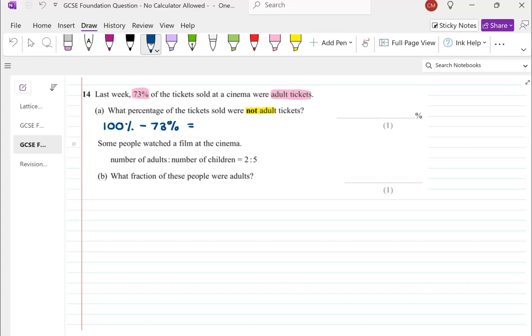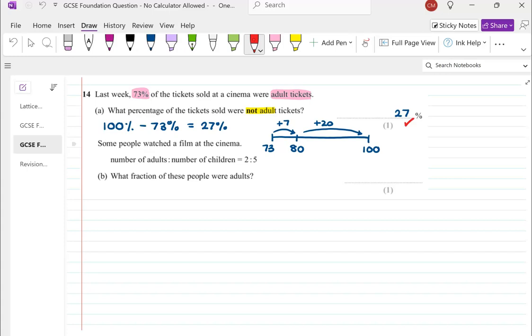Now, if you're not good at subtraction, one way you could do it is to make a little number line, have 73 here, have 100 at the end, and if you wanted to, you could count up from 73. I know that if I add 7 to 73, I get to 80, and then if I add 20 more, I get to 100, so I know that 27 is the answer to that question. I think 27% were not adult tickets. That's a 1 mark question there, just for that answer.